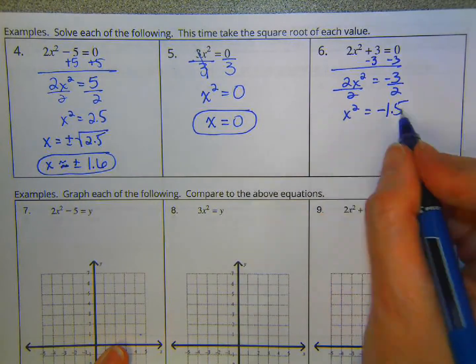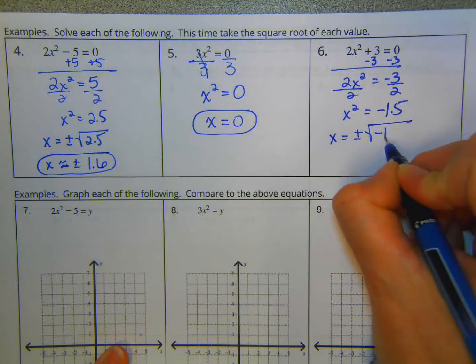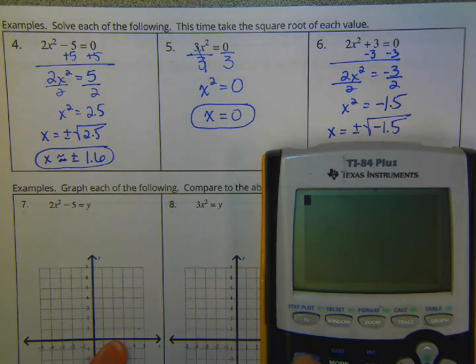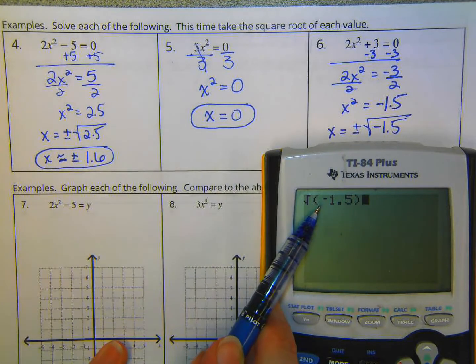And now we want to square root both sides, so that gives us x equals plus or minus the square root of negative 1.5. Let's check and see what that is. Square root of negative 1.5. Don't forget to put the negative sign there and not the minus sign.